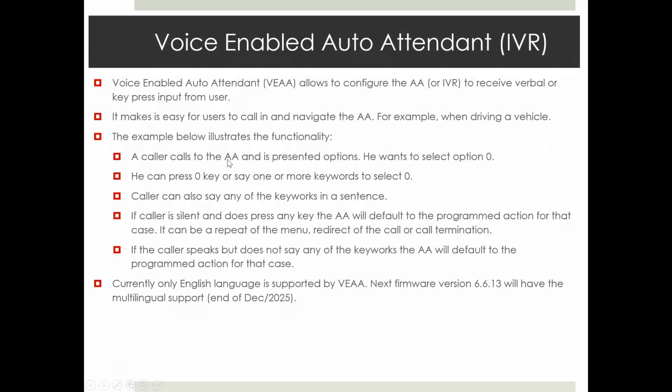Next, we have the voice-enabled auto attendant. It allows you to configure the auto attendant to receive verbal commands from the caller, making it easier for users to call in and navigate the auto attendant. For example, if you're driving a vehicle, you can do it hands-free. A caller calls into the auto attendant and is presented with some options, and wants to select option 0. Of course, he can press the digit 0, or he can say one or more keywords that will also choose that same option 0.